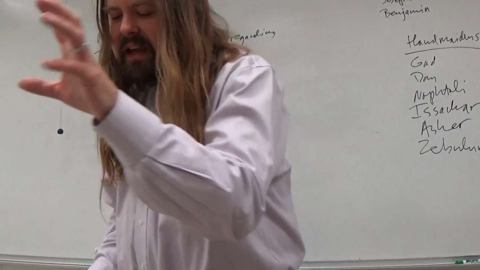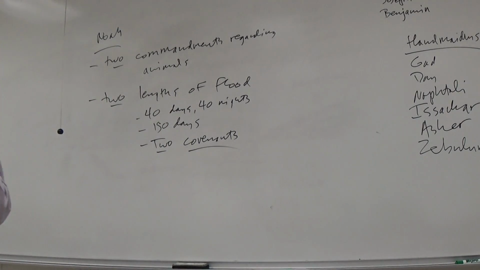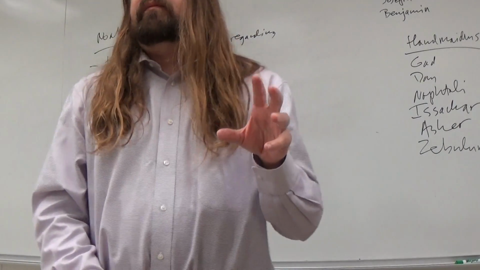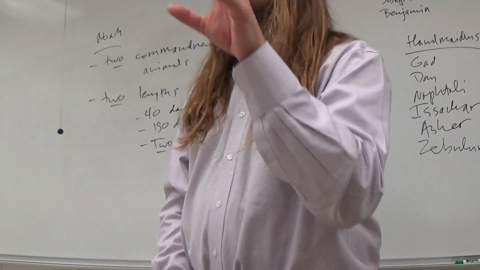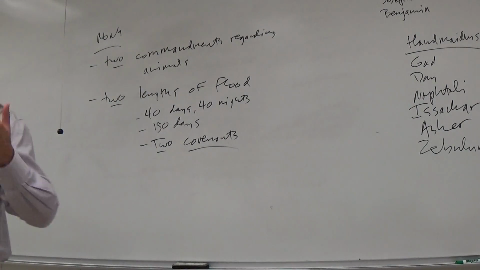Now, when it says clean cattle and clean fowl, how can we use that as a clue as to which strand this is coming from? Priestly? This is the priestly, yeah. The other strands don't make a distinction between clean and unclean animals.